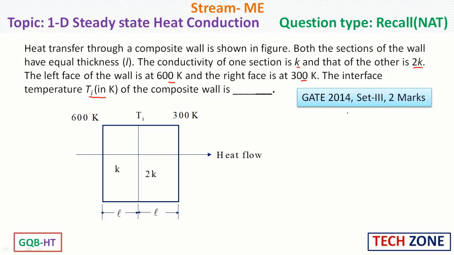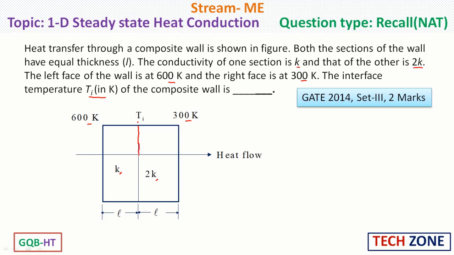This question was asked in GATE 2014 set 3 for 2 marks. So here is the figure in which one side of the wall is at 600 Kelvin, the other side is at 300 Kelvin, and this wall has thermal conductivity K and this wall has thermal conductivity 2K, and both have equal thickness L. Now we need to determine the interface temperature Ti, that means the temperature of this particular portion.